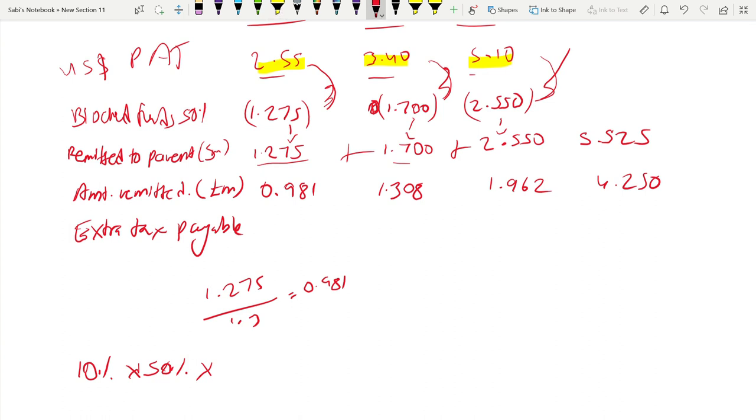You have to take 50% of that, which will be 2.55 for year 1. Divide this whole thing by 1.30, because you have to convert it into pounds. And tell me how much you are getting. It will be how much?